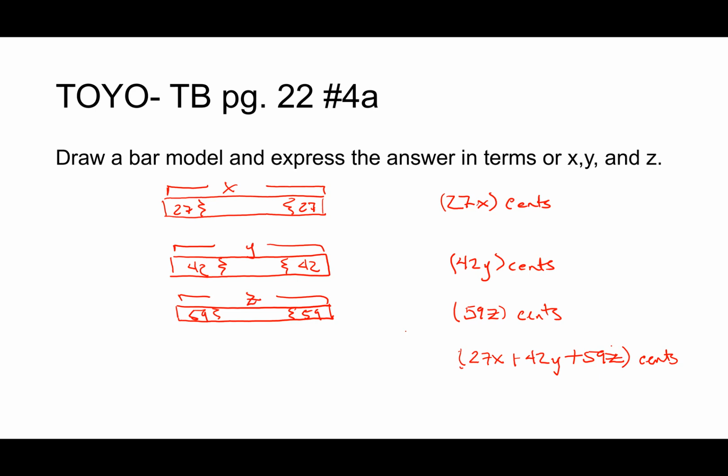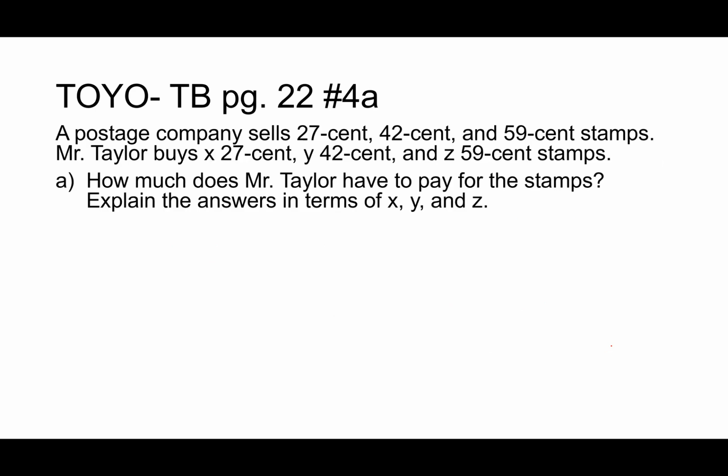Okay. So now let's go to the next problem. Do we all have our expression right? We ready to go on? Let's do some substituting. So now we want to know how much Mr. Taylor has to pay for the stamps. My expression again was 27X plus 42Y plus 59Z. So that's my first line of work. My second line of work is substituting. What do I substitute in for X, folks?